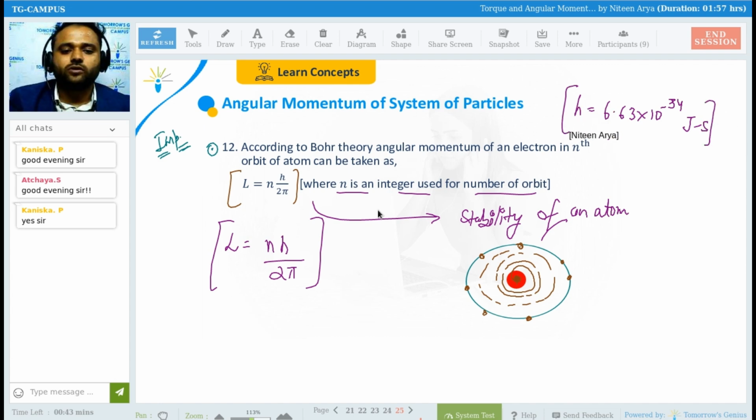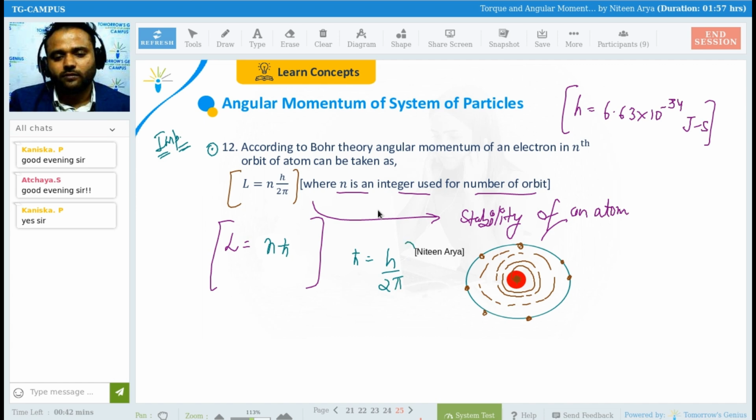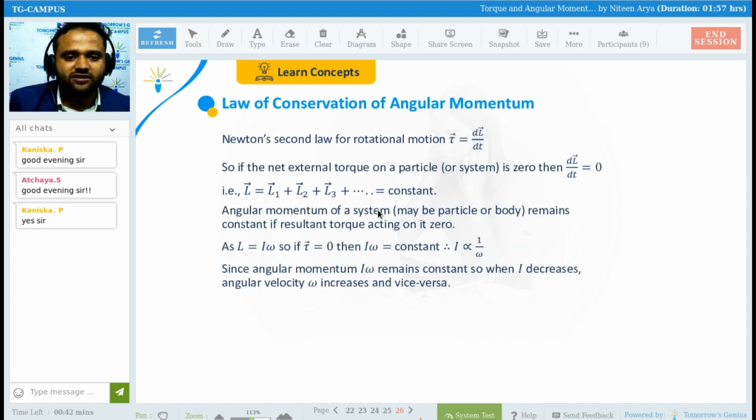Okay, so in general it is basically written in this way, nh cut, where h cut is nothing but h upon 2 pi, the Planck constant upon 2 pi. Okay, so that is the story of this simple thing. Clear? Got it? Okay. So the next thing, conservation of angular momentum.